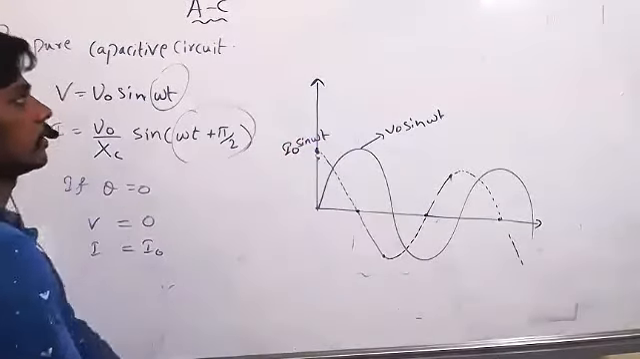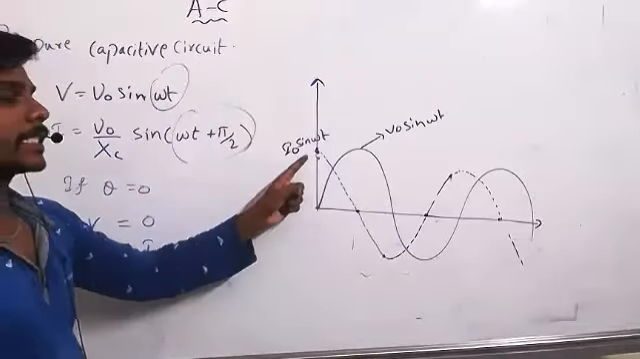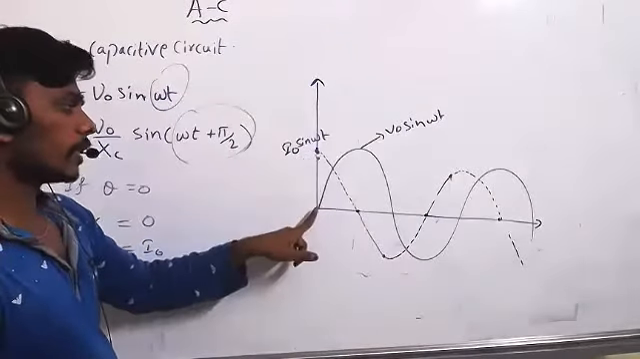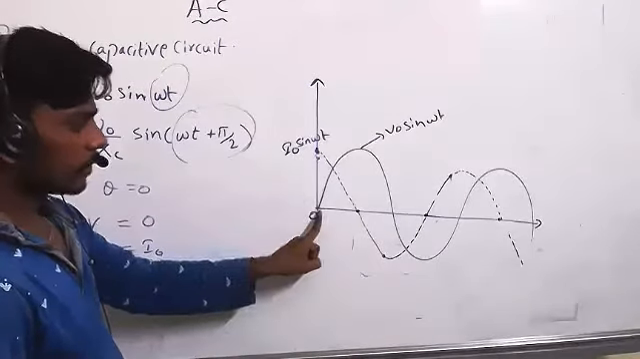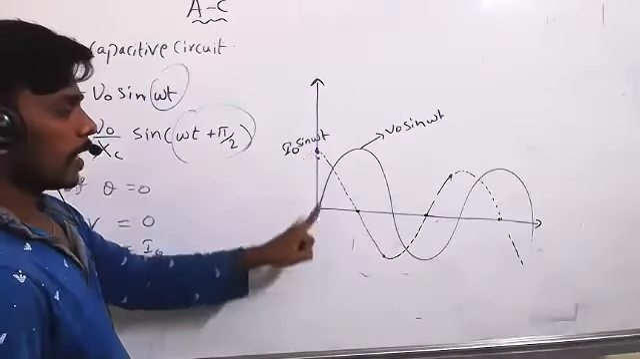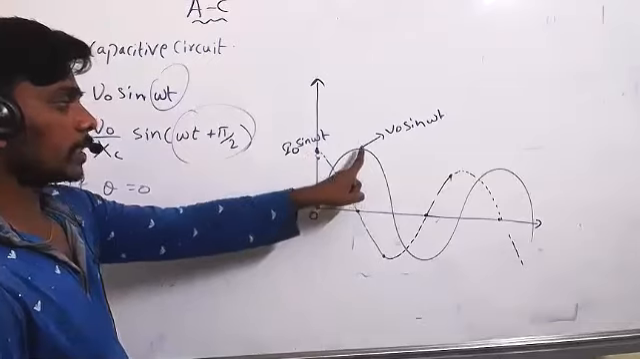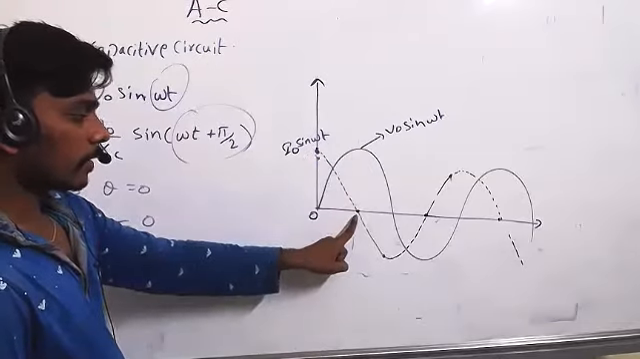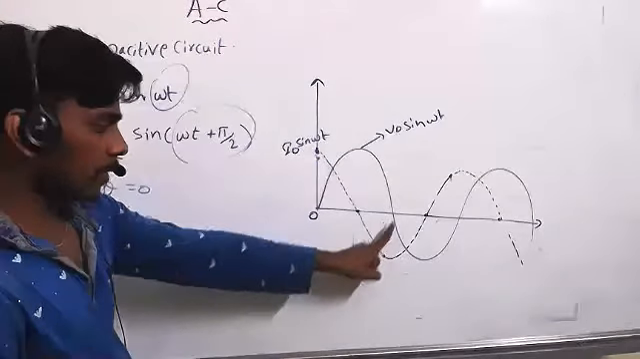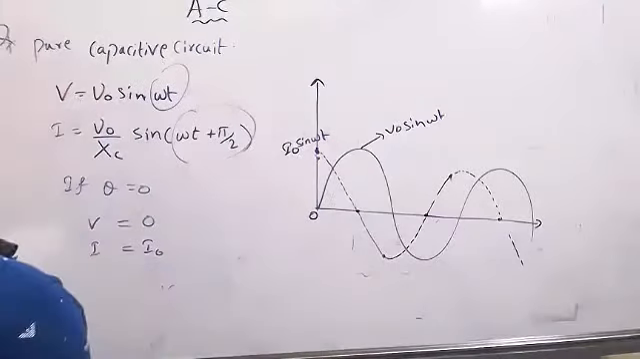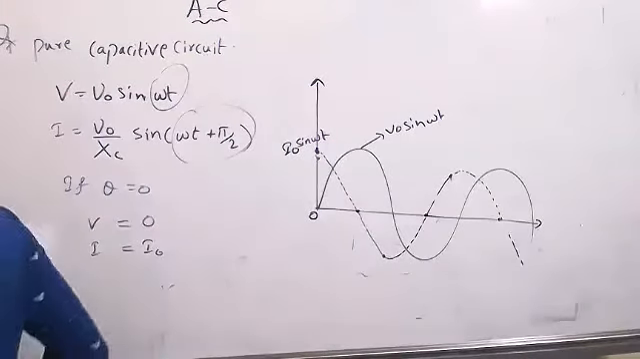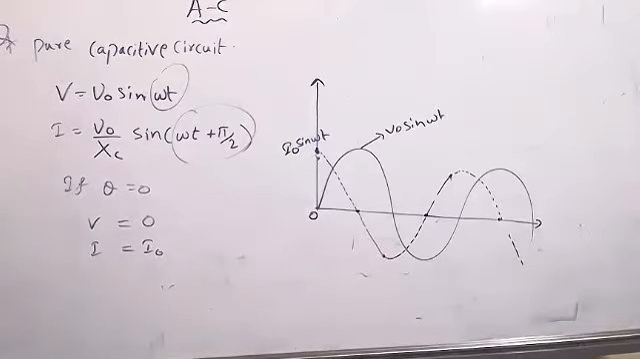It is correct. For capacitive, current is leading. So when voltage is 0, current is maximum. Once it reaches here, voltage is maximum, current is minimum. Once it reaches here, voltage is minimum, current is maximum. So like that. It is the correct diagram for pure capacitive. Whatever you drew in the previous question, check once. Try to draw it clearly.